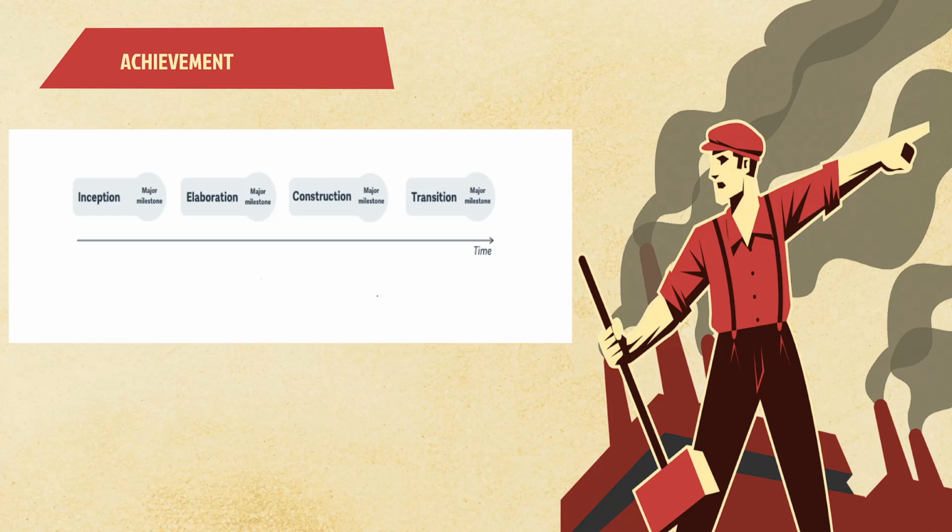So the achievement of our project during PSM1 and PSM2: we completed all the phases of the Rational Unified Process, the inception, the elaboration, the construction, and the transition. Everything we finished in PSM2. Especially in PSM2, we did the construction and transition part.